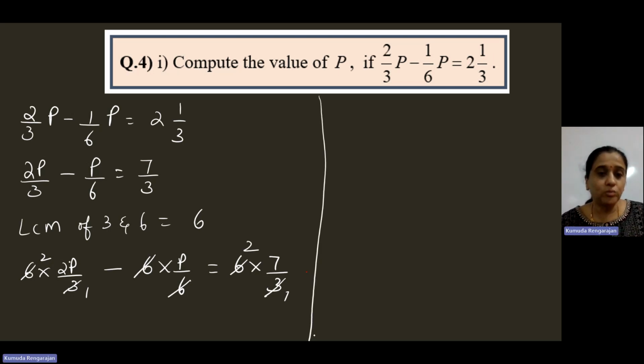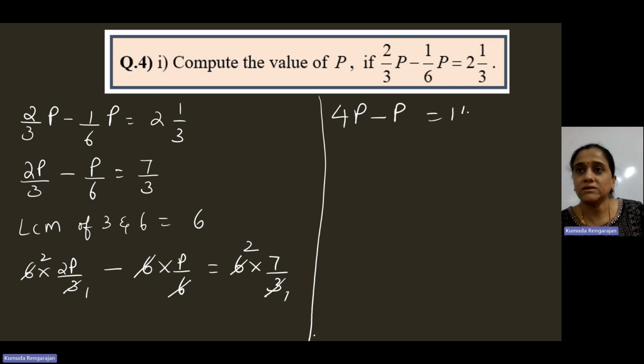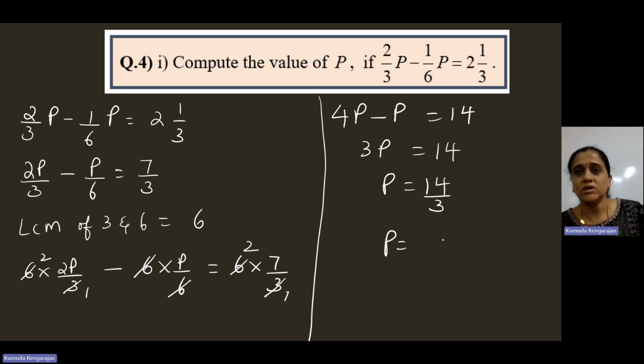2 into 2p, 4p. Only p is here, so minus p is equal to 14. 6p minus 4p minus p is 3p. That is 4p minus 1p, 4 minus 1, 3, is equal to 14. So p is equal to 14 by 3. As a mixed fraction, p is equal to 4 and 2 by 3, since 3 fours are 12. So the value of p is 4 2 by 3. All right, this is one method.